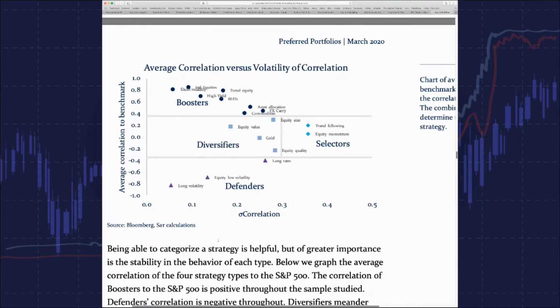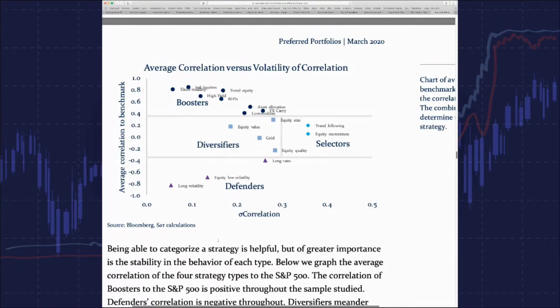So those, with the average correlation to the S&P 500 below negative 0.3, defenders. Those with average correlation to the S&P above 0.3, boosters. So you're left with the stuff in the middle, and this is what we were talking about before, but they're not zero correlation to the S&P, but they're also not terribly, terribly high.